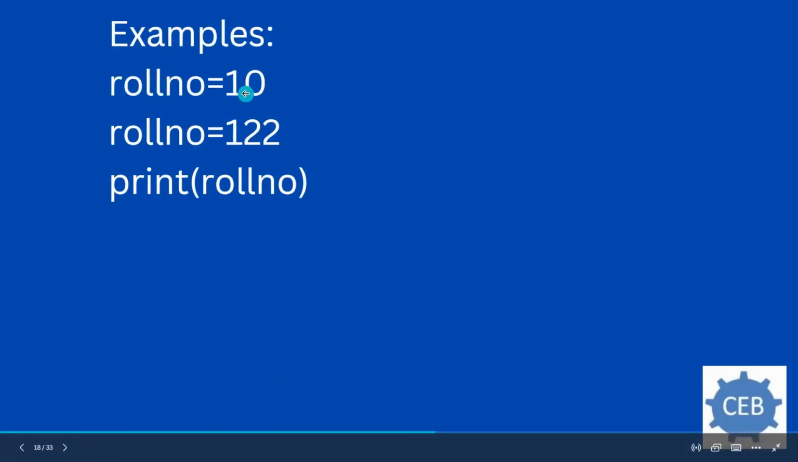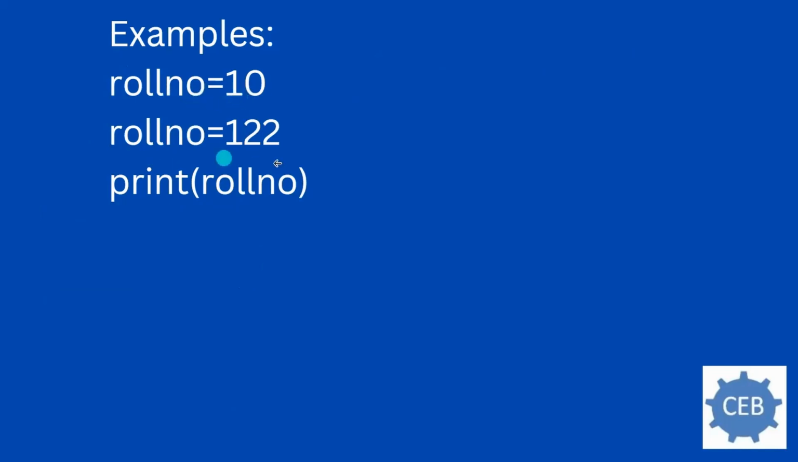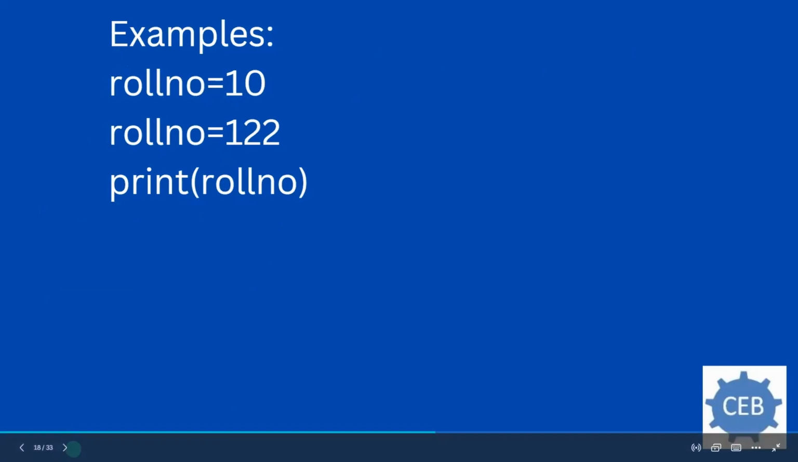One variable is assigned two values. So roll number is equal to 10 is the old value and roll number is equal to 122 is the new value. Whatever is the last value is going to be overwritten on your previous value. If we are printing it, print roll number, it's going to print 122.